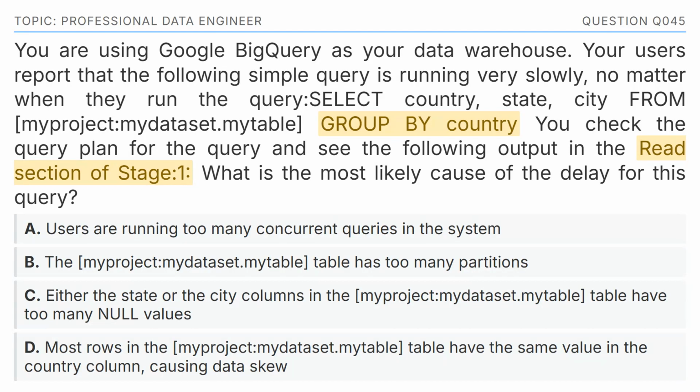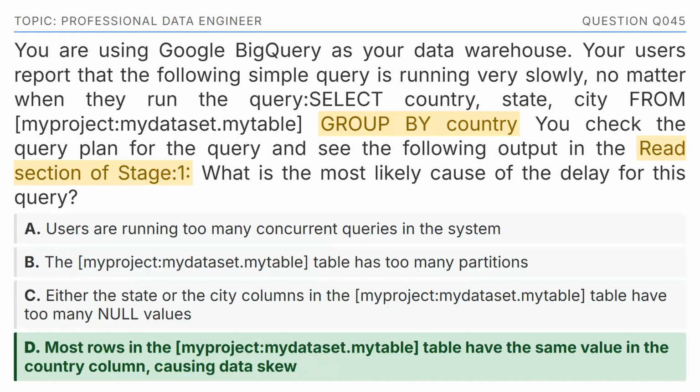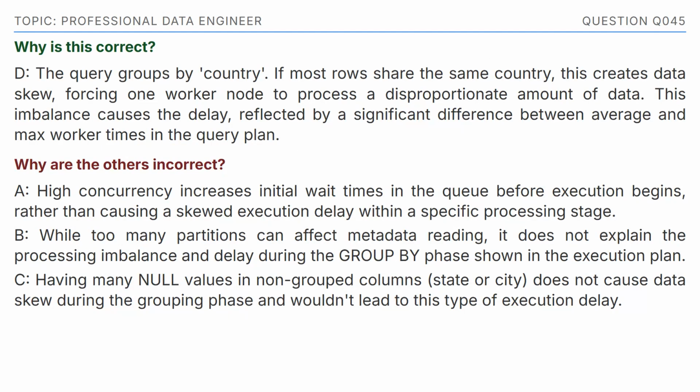To arrive at the correct answer, we focus on the keywords: group by country, read section of stage 1. The correct answer is option D, most rows in the myproject.myDataset.mytable table have the same value in the country column, causing data skew. Why is this correct?